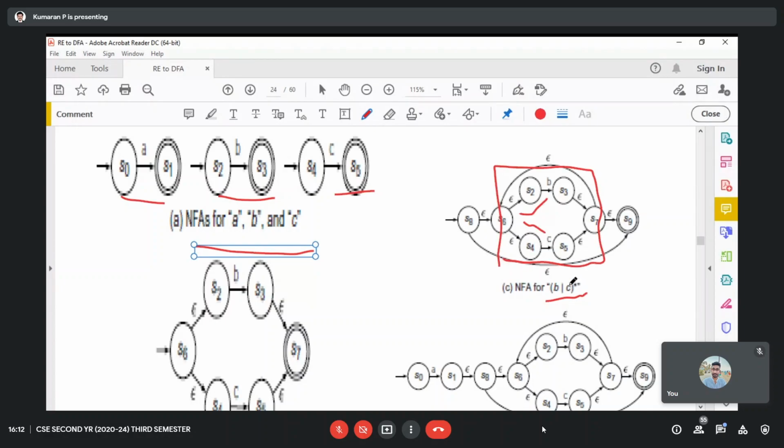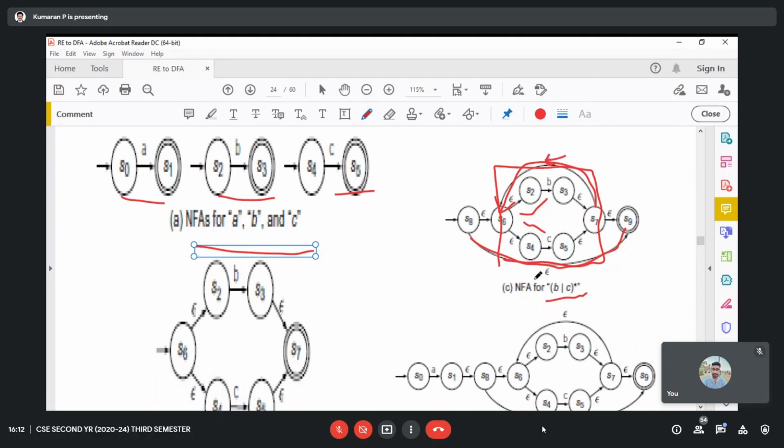Now what I have added is that the B or C will have a repeated mode. So star means what? From the starting state, I can directly go to the final state, or this B or C portion will be repeated. This is the B or C portion, right? So this will be repeated, and for the repeat you put a lambda transition from here to here.